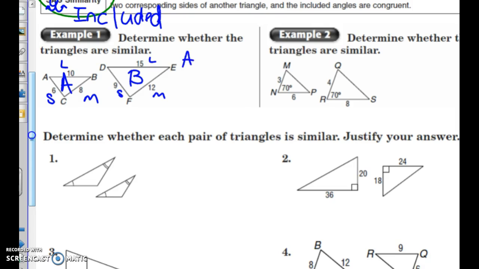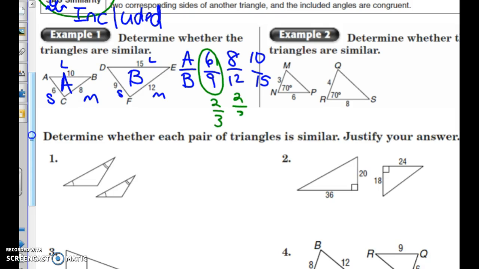So, A over B. My small is 6 over 9. My medium is 8 over 12. My large is 10 over 15. Now I need to go back and reduce them. Can I reduce 6 over 9? Yes, 2/3. What about 8 over 12? 2/3. What about 10 over 15? 2/3.